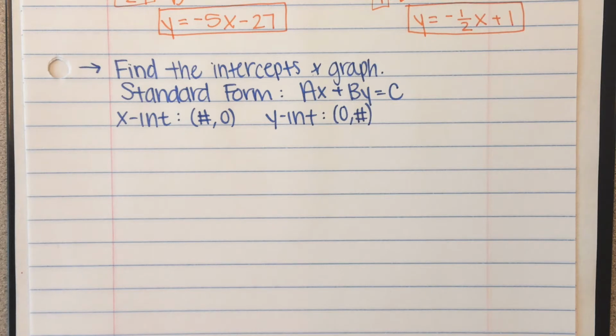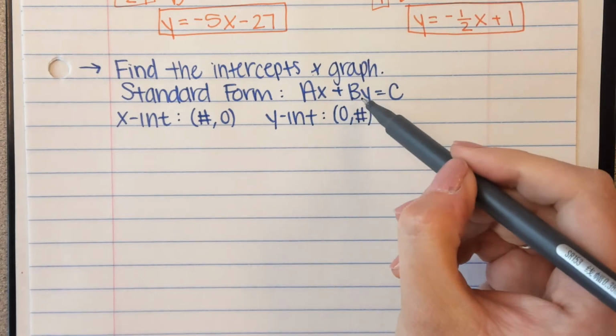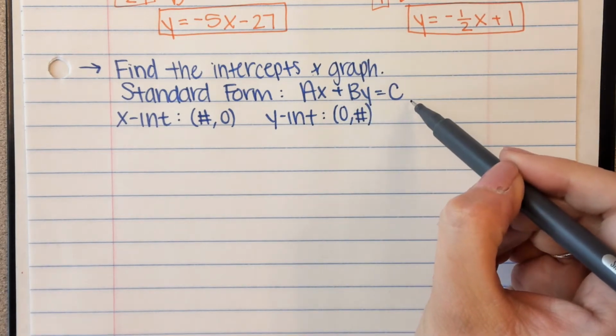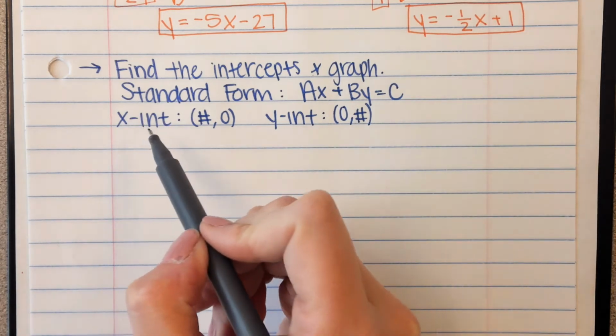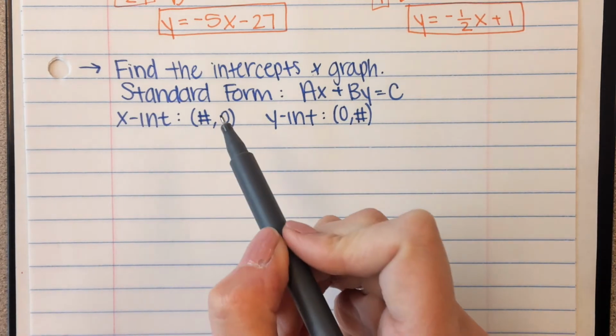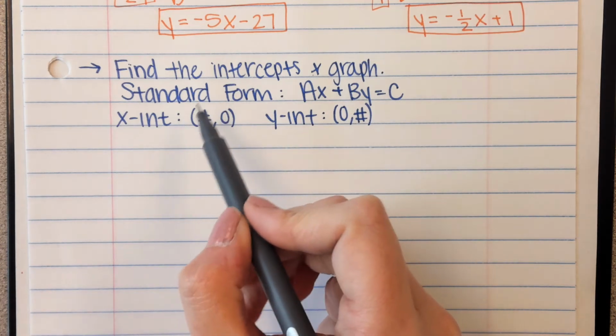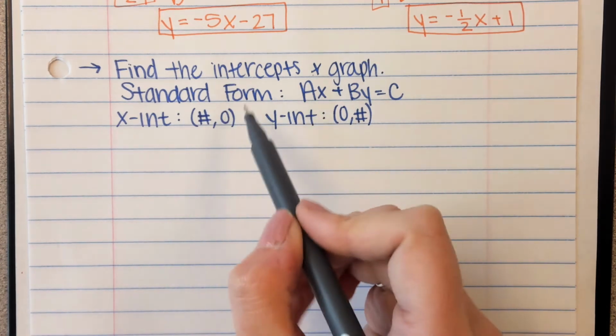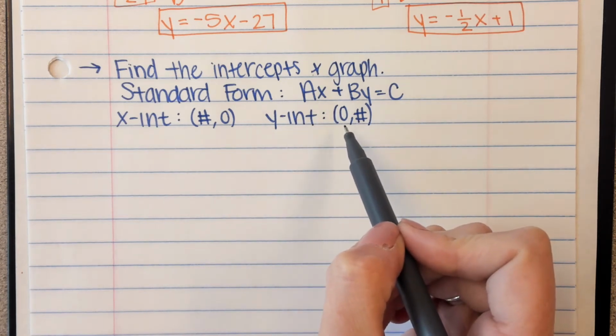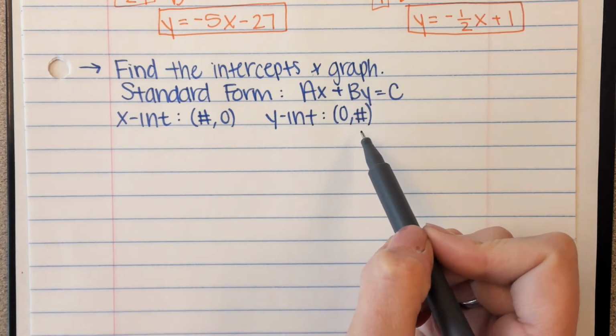Okay, for our next type of problem, you need to find the intercepts of the line and graph the line represented by the equation. So for this, we're going to use standard form. Standard form is ax plus by equals c. And when you need an x-intercept, your y value is 0, and so the coordinate point is some number, 0. When you're looking for the y-intercept, your x is 0, and your y is some value.